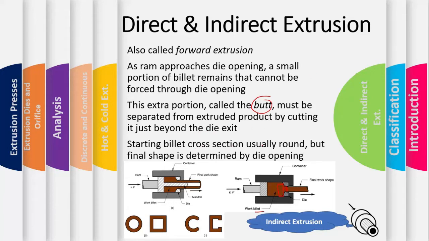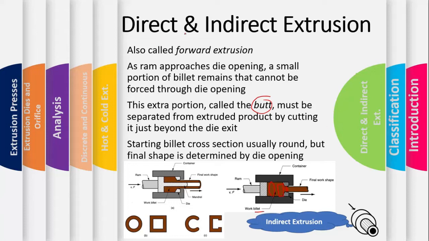Starting billet cross section is usually round. Obviously this is the section view of the extrusion container, so the work material usually has a round cross section, but the final shape is determined by the die opening. So the final cross section would be determined by the die opening. It can be of any shape based on the die opening, the die angle, and so on.